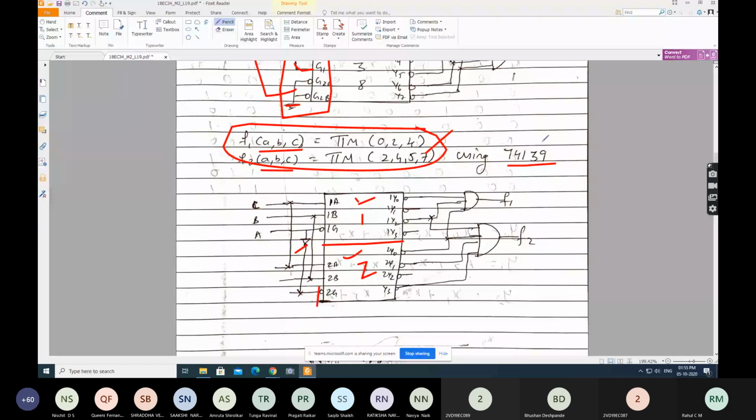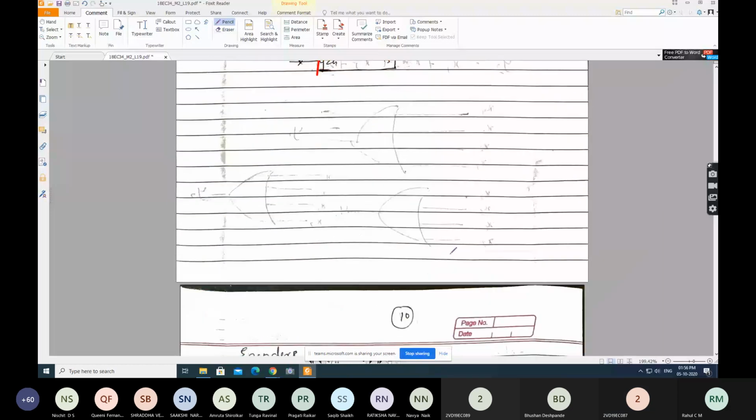Here there is conversion and here there is implementation. So these kinds of sums will be often asked in the exam. I repeat, these kinds of sums will be often asked in the exam. Understanding? Yes or no?